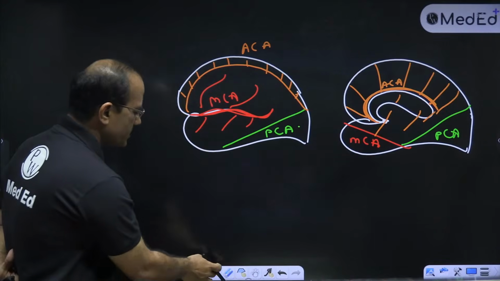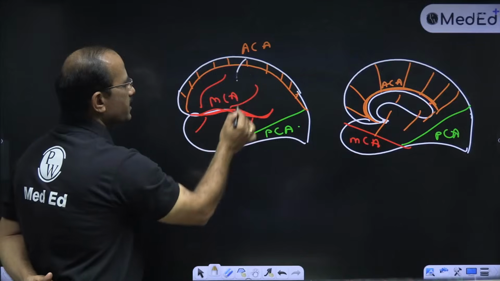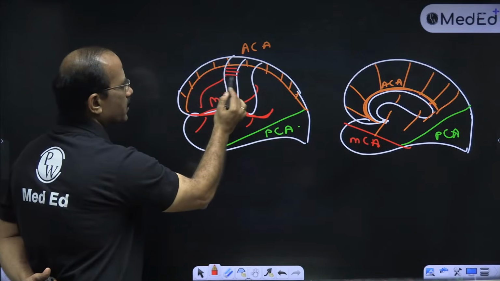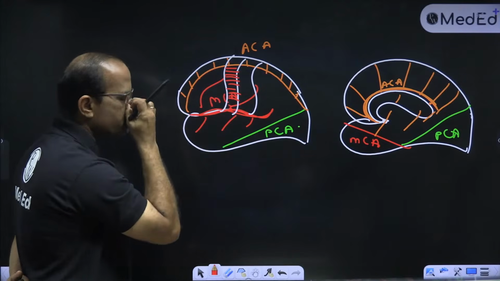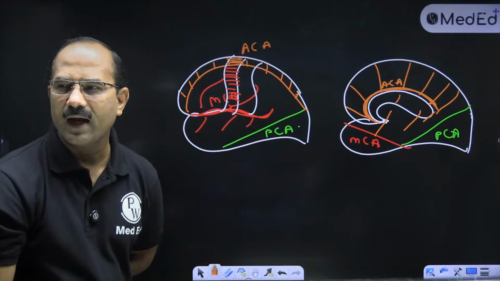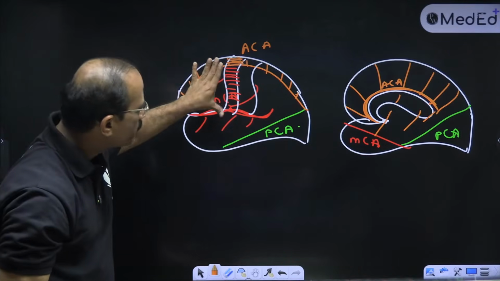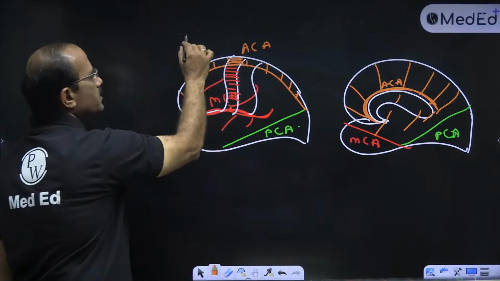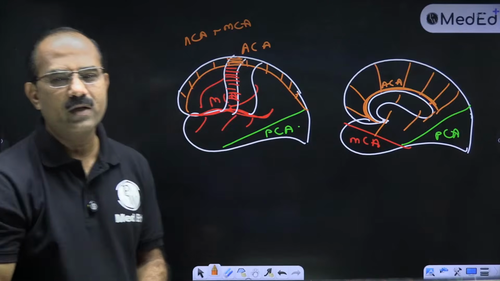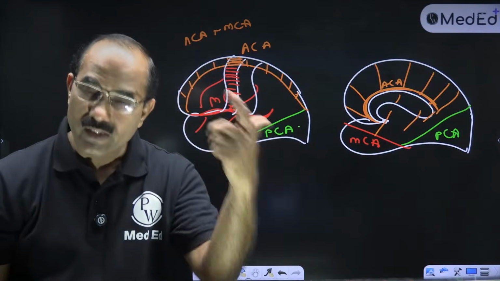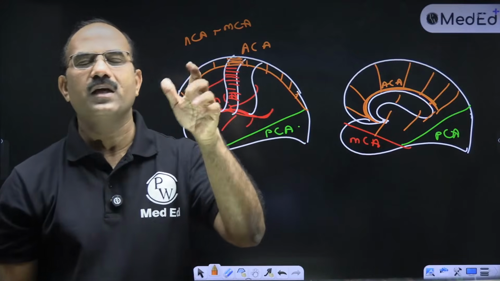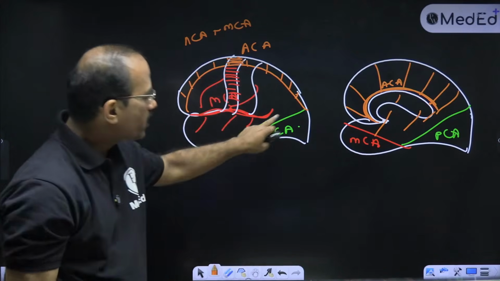MCA plus ACA. See here, that's the central sulcus, pre-central, post-central. This much part is supplied by what? Middle cerebral artery. ये कौन supply करता है? Anterior cerebral artery. So blood supply of the motor or sensory area is ACA plus MCA. Remember, that's a very important MCQ. These MCQs are asked in PG NEET also, right?